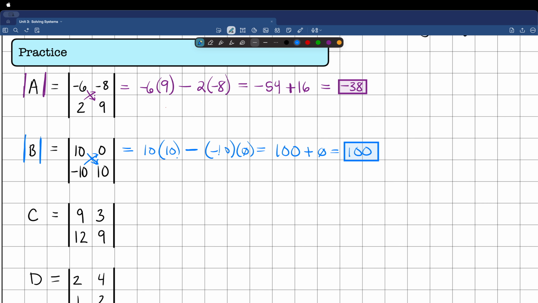Okay, matrix C. We're going to find the determinant, so we're going to take the determinant of C. We're going to do the cross product of 9 times 9. We're going to subtract the cross product of 12 times 3. So this is going to be 81 minus 36. And this is going to give us 45.